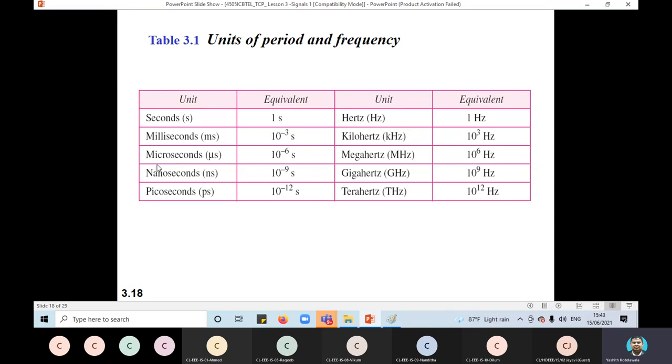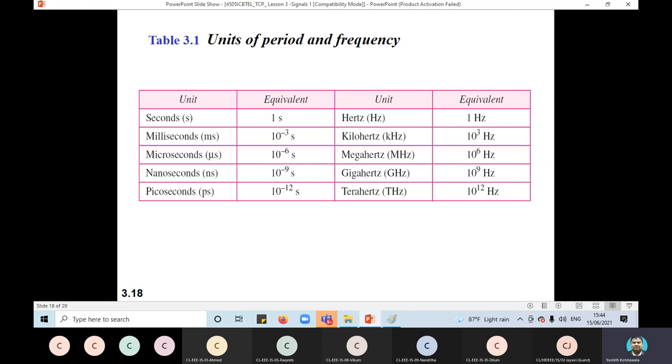If you see capital T, time spans measured in the micro range, in those types of applications, definitely the frequency has to be in the megahertz range, very high frequencies. Likewise, nanoseconds, gigahertz range. Now normally FM radio is in megahertz, which is 88 megahertz to 180 megahertz.